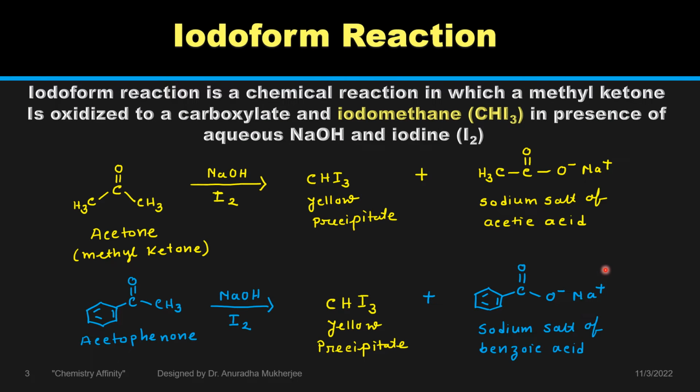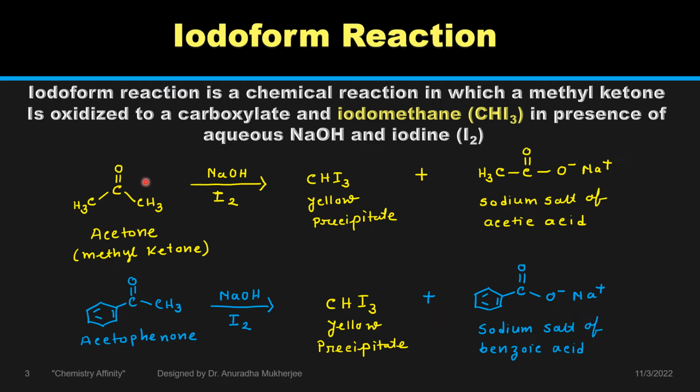Now, what is iodoform reaction? Iodoform reaction takes place when methyl ketone reacts in presence of sodium hydroxide and iodine. It forms a yellow color precipitate which is CHI3. It is called iodoform, and as a byproduct we get sodium salt of acid.